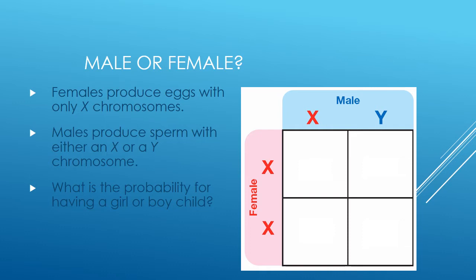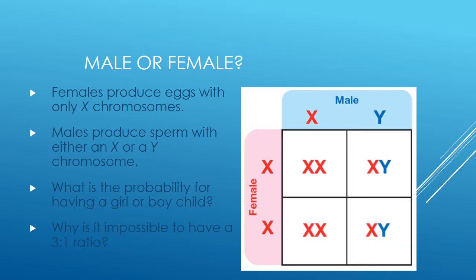So what is the probability of having a girl or boy child? Well, if we go through the Punnett square here, if the two X's get together, one from the male, one from the mom, that's XX. And you can see overall that what turns out is you have a 2-to-2, or if you reduce it 1-to-1, which is a 50% chance each of actually having a boy or a girl.